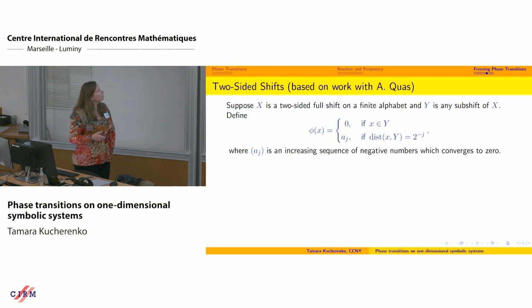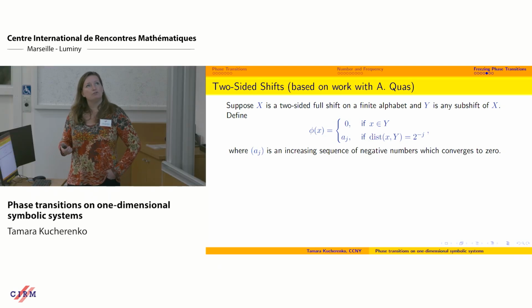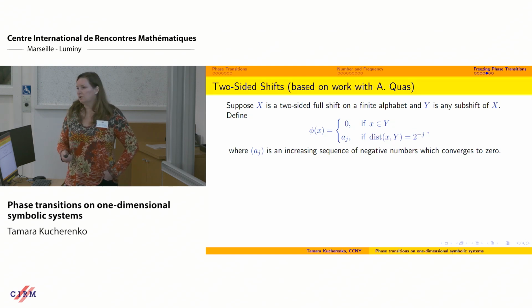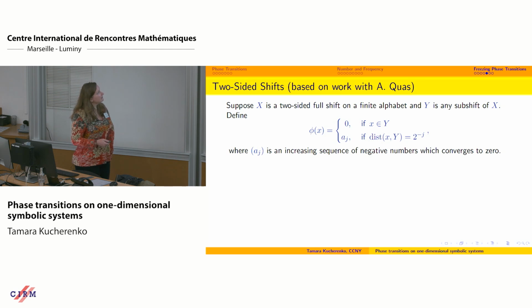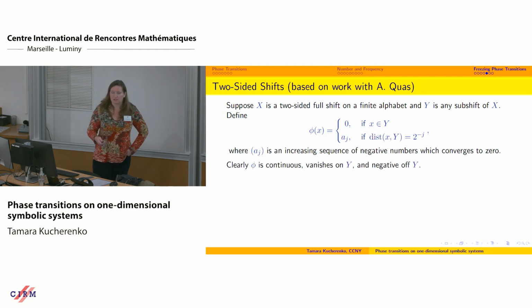So if X is a two-sided full shift, and Y is any subshift of X, we can define my potential in this way. It is 0 on Y, and then we have some kind of values depending on the distance. For the Thue-Morse shift, you had here 1 over n. So again, exactly the same construction. My a_j should be an increasing sequence of negative numbers. Then I can tell you which a_j would work, and this works for any shift. Everything is fine: it's continuous, it vanishes on Y, it is negative off Y.